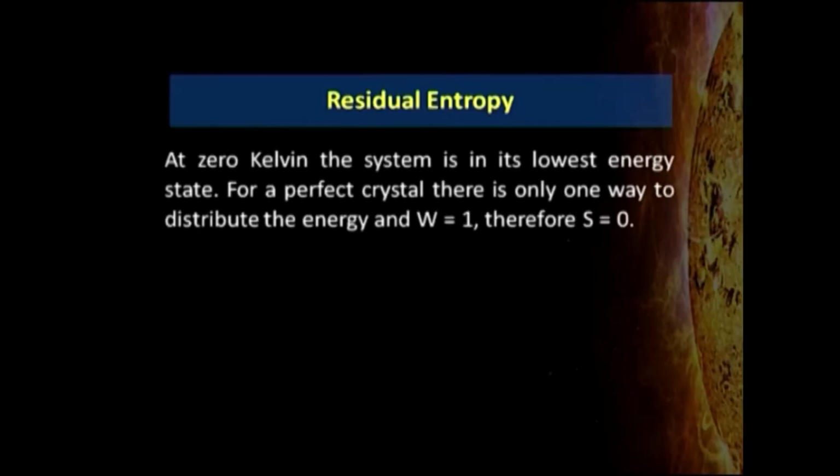This can occur if it has many different ground states with exactly the same zero point energy. It can also occur if the ground states have slightly different energies, but the system is prevented from finding and settling into the true lowest energy state. At 0 Kelvin, the system is in its lowest energy state. For a perfect crystal, there is only one way to distribute the energy and W is equal to 1. Therefore, entropy is equal to 0.